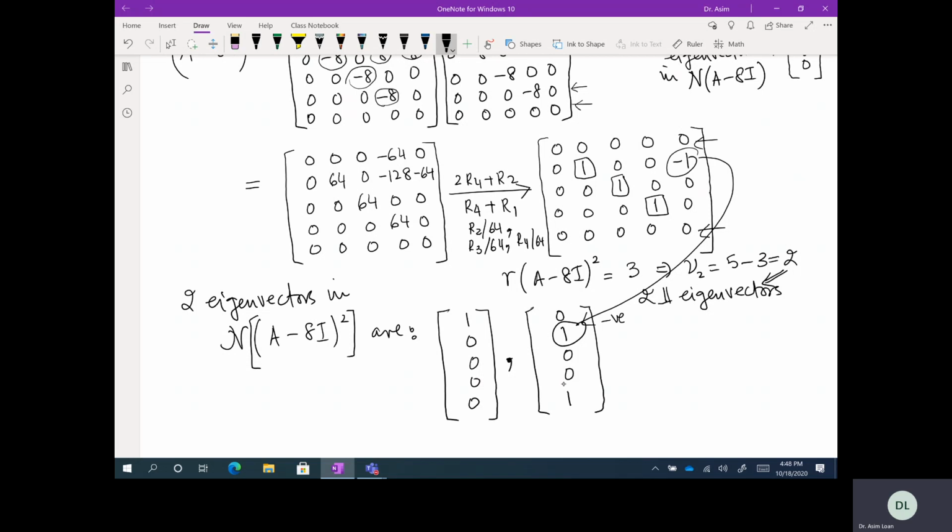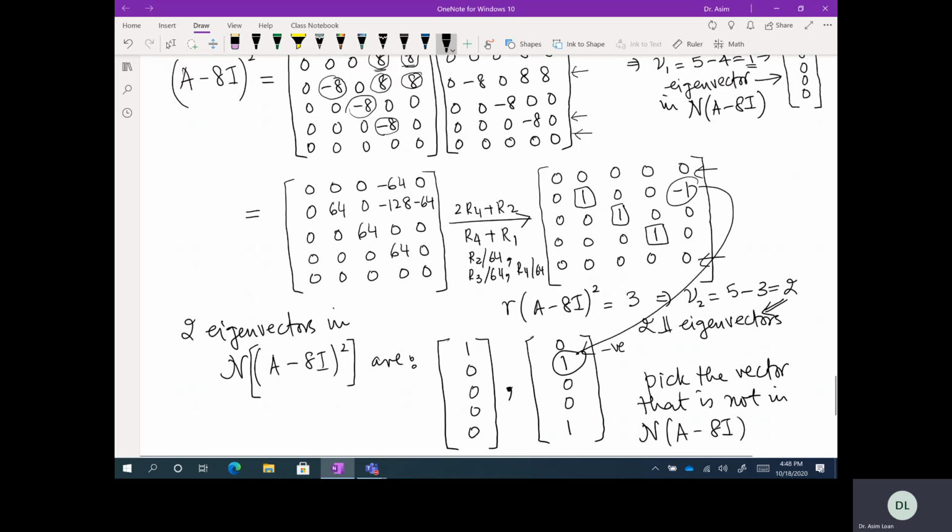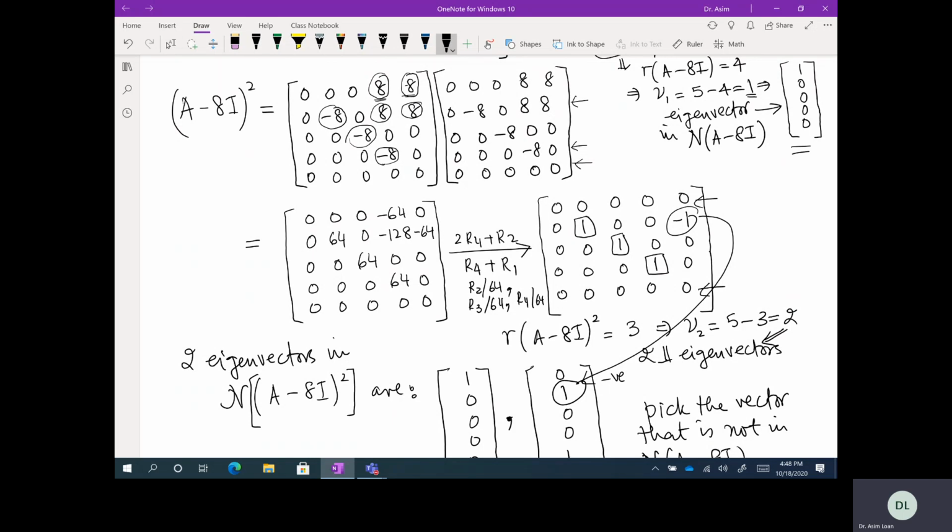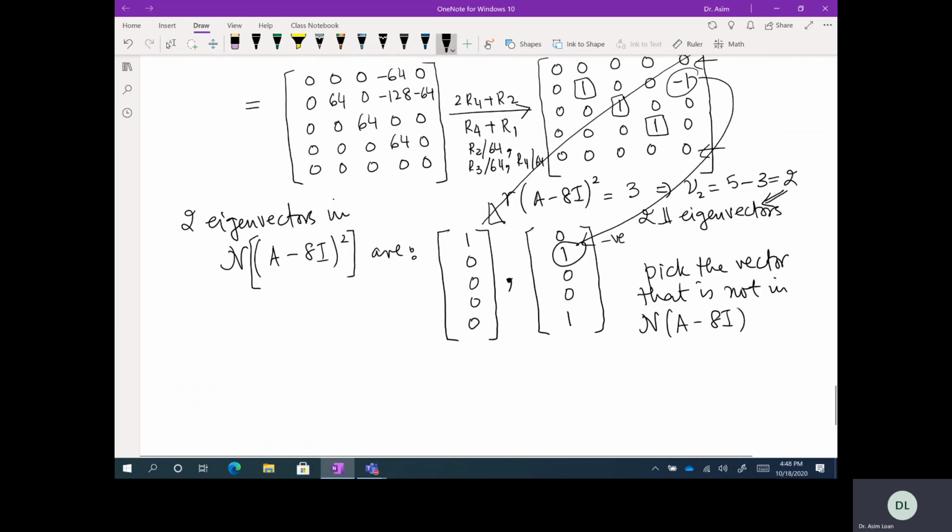But we are going to pick the one. So pick the vector that is not in null space of A minus 8I, and that vector is, so if we look at this vector, so this is the vector, so this vector is exactly the same as this vector, so we are not going to pick this one, we are going to pick this one, right?